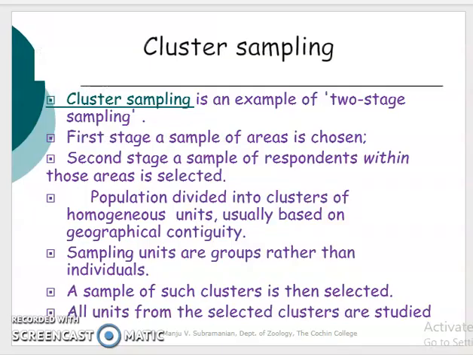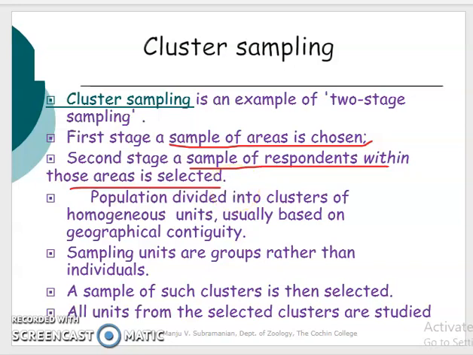Okay, so the cluster sampling is the next type of sampling. We have seen the cluster sampling before also. Still, we will just revise the cluster sampling once again. The cluster sampling is an example of two-stage sampling. That is, in the first stage, a sample of the area is chosen, and in the second stage, a sample of the respondents within those areas is selected, isn't it?